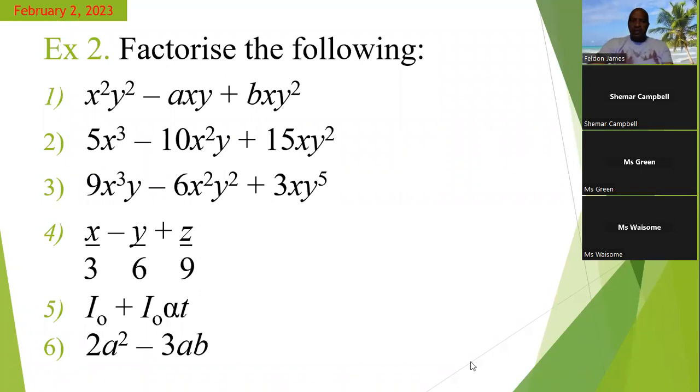Good evening once again. We are back looking at factorization, and we are doing exercise 2 now, from where we stopped in the previous class. Prior to now, I would have asked students to work through some of these questions. So now I'm asking if there's anybody who is ready to work through question 1 for me and walk me through the process, and let us see the answers that you would arrive at.